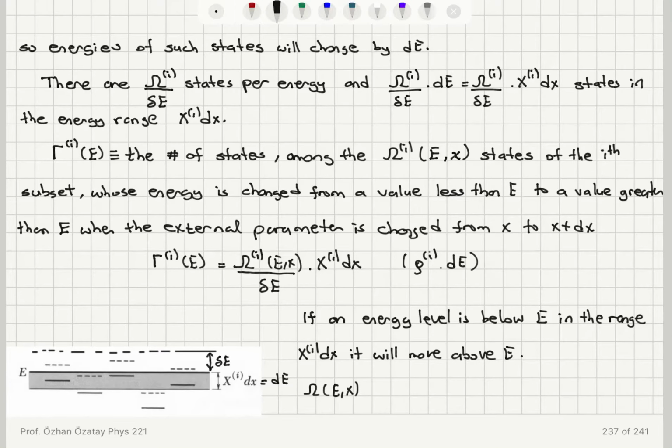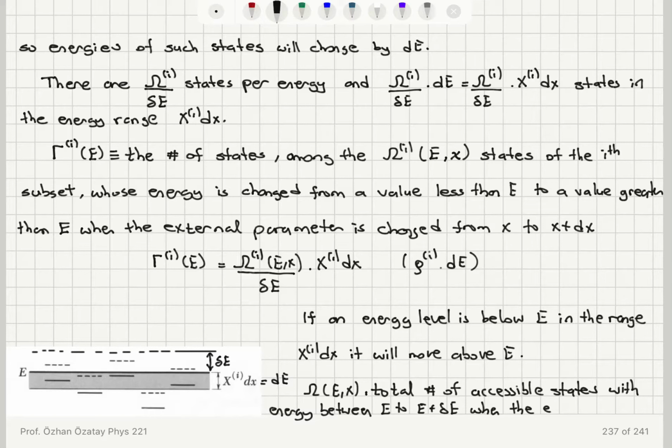Okay, so I call omega E x once again the total number of accessible states with energy between E and E plus delta E when the external parameter has a value x. So this is the total number of accessible states.